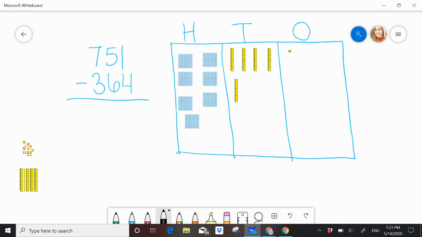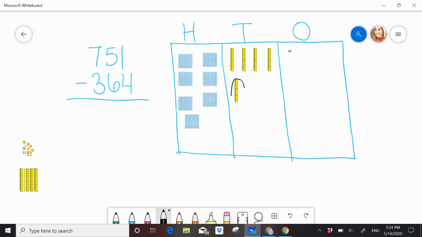So right away, I try to do 1 minus 4. And you can see when you try and take away 4, it doesn't work. 1, 2, 3, 4. It doesn't work. There's no other cubes to take away. So what we're going to do instead is we're going to go next door and get 10 more. And that looks like this.